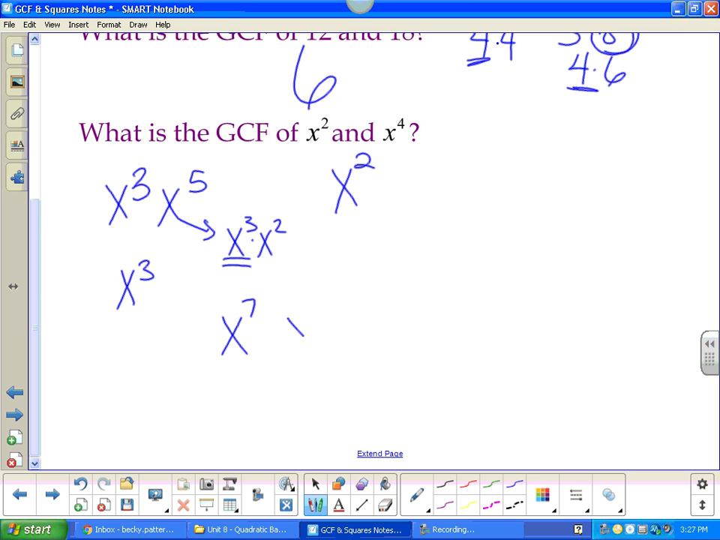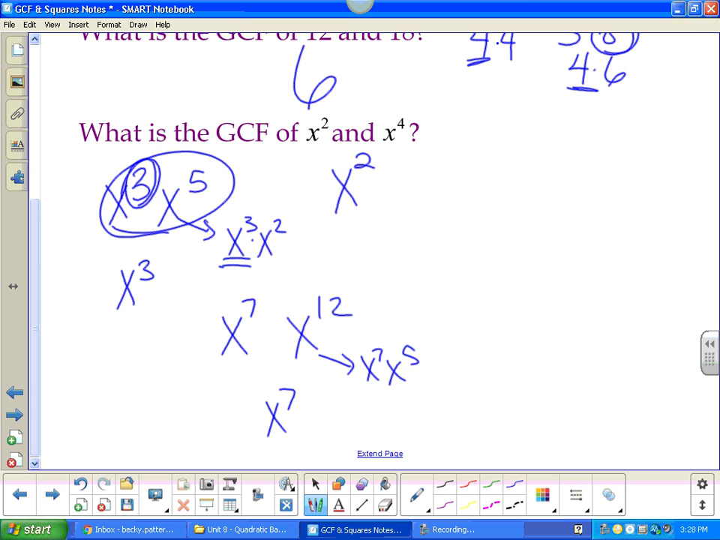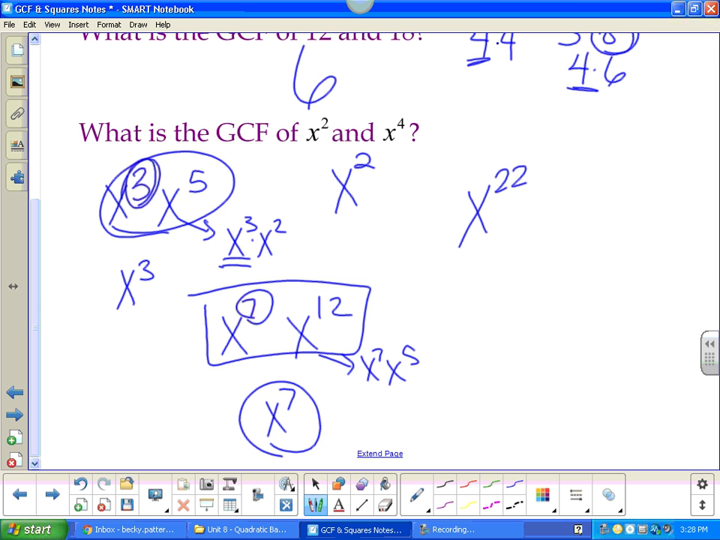If I have x to the seventh and x to the 12th, the GCF is x to the seventh, because I can write it as x to the 7th times x to the 5th. Because when you multiply, you just add your powers. So the kicker is when you have variables, the GCF is always your smallest power. So between these two, 7 is smaller, so that's my GCF. If I gave you x to the 22nd and x to the 13th, the GCF would be x to the 13th. It's just always the smallest power.